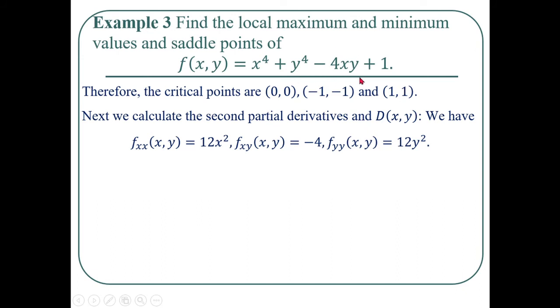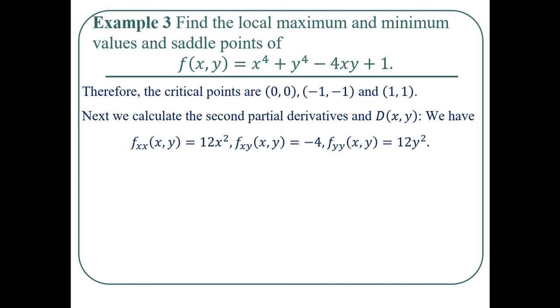When we again differentiate 4x cube minus 4y partially with respect to x, the derivative of 4x cube becomes 4 into 3x square, that is 12x square, and the derivative of minus 4y with respect to x becomes 0. So it will be just 12x square.